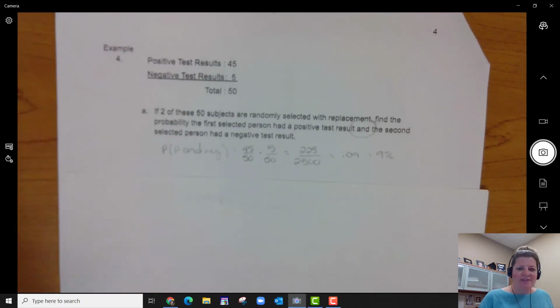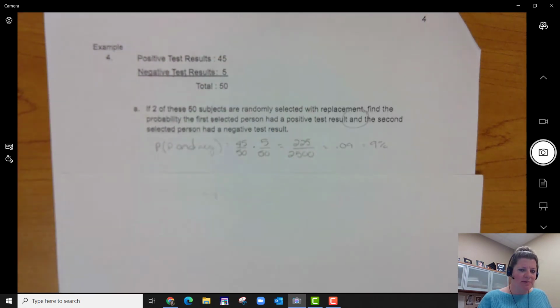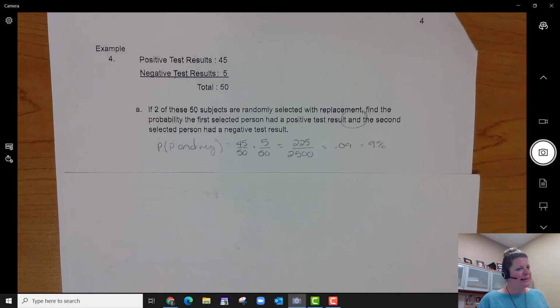If 2 of these 50 subjects, it's not zoom in there, is it? There it goes. I was like, not very clear.